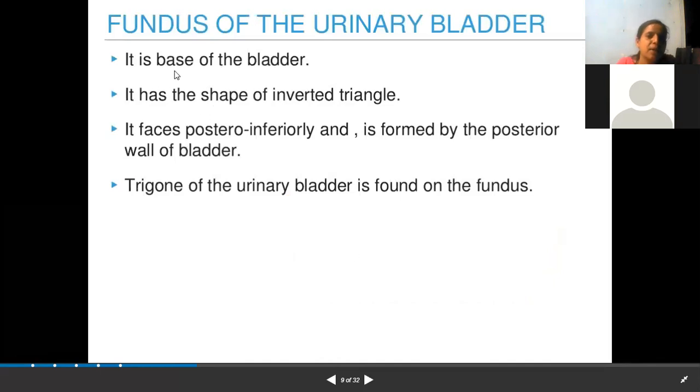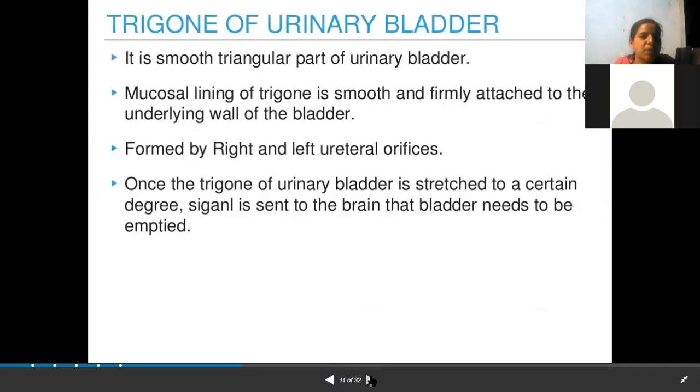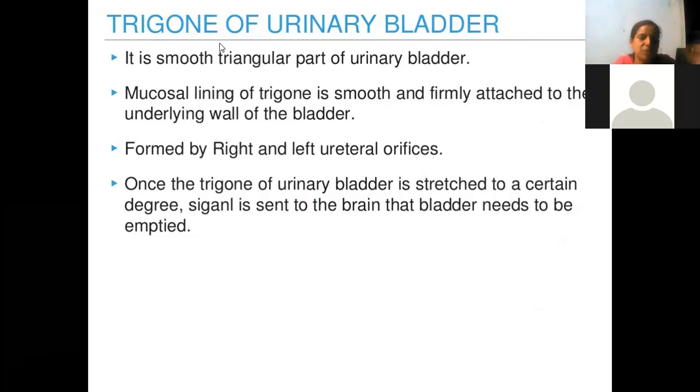So now fundus is nothing but the base of the urinary bladder, which I said is the posterior surface. That is the inside of the urinary bladder. You will see the trigone. So this area is trigone. Fundus of the urinary bladder is this. We usually do not use fundus in our textbook, but trigone is very, very important. It itself can come as a 3 marks or 5 marks question also.